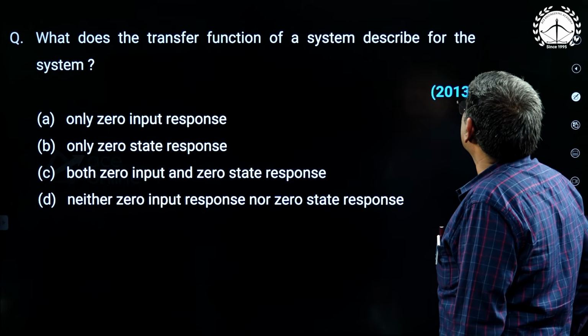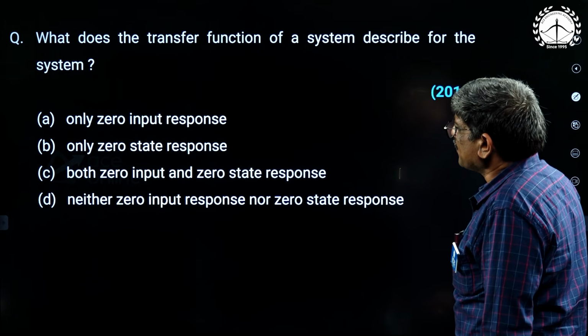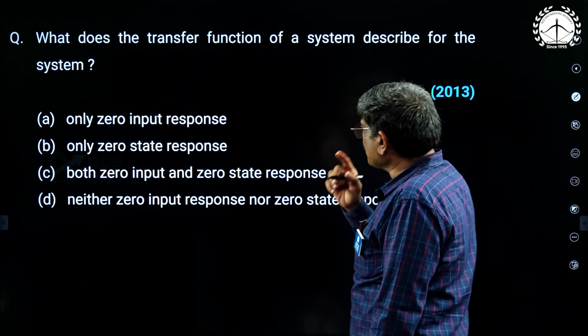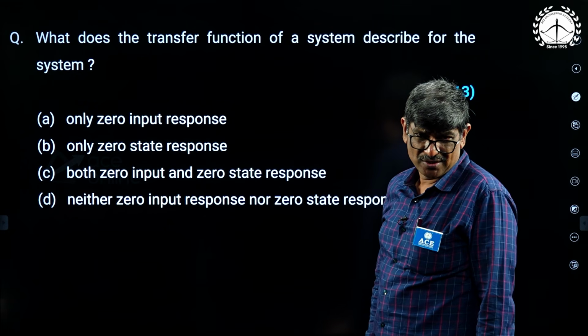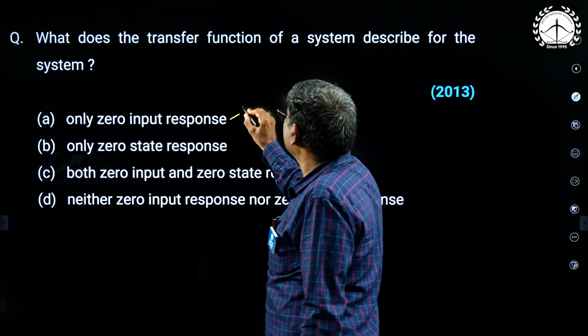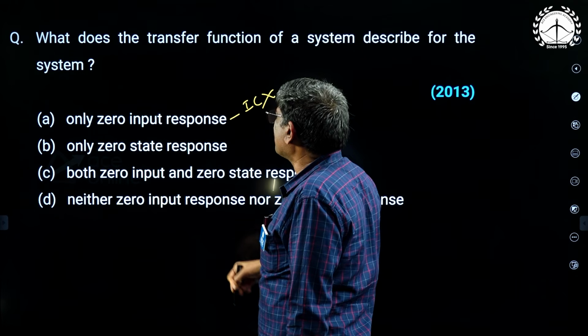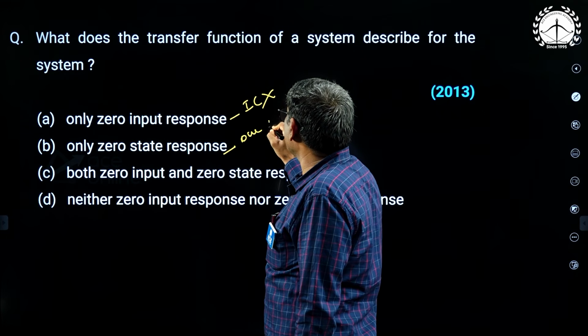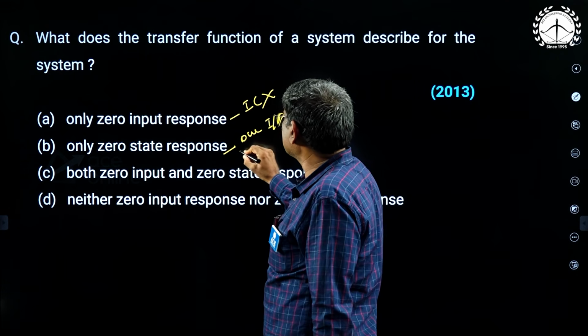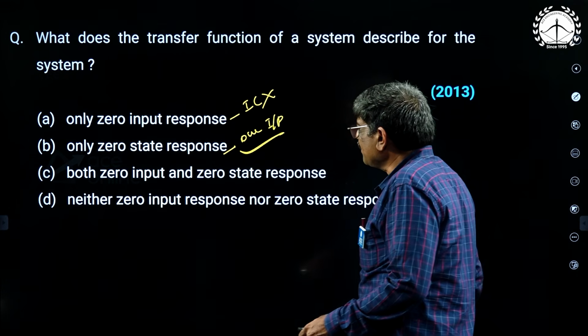What is the transfer function of the system described for 0 input? Yes or no? 0 input response means what? 0 input response is due to initial conditions. So this is due to initial condition means wrong. 0 state response means this is due to input. So the transfer function due to input only will be found, that means answer B is correct.